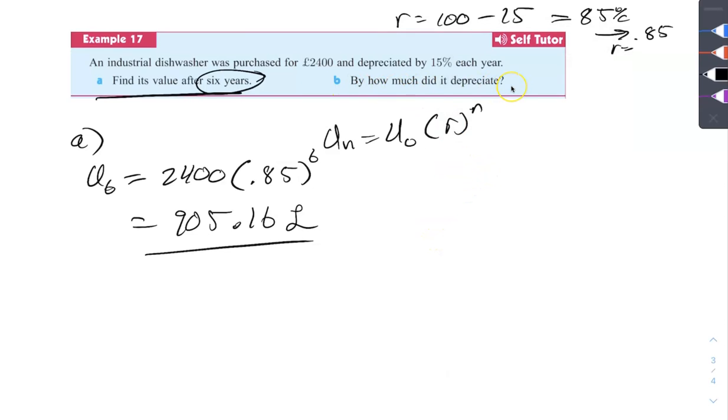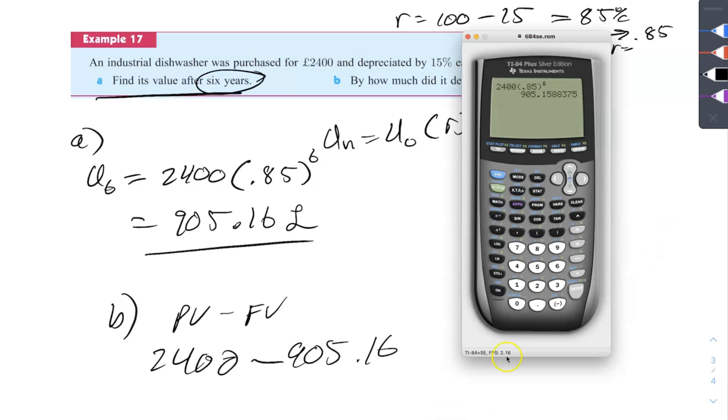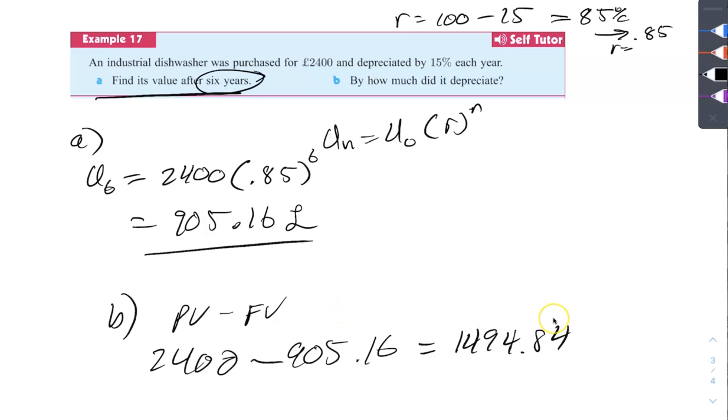But by how much did it depreciate? If you want to find how much it depreciates, just do your present value minus your future value. How much should I pay for it, how much it's worth now. So you just subtract those two, and that will be 1,494.84. So it went down about $1,500, or pounds.